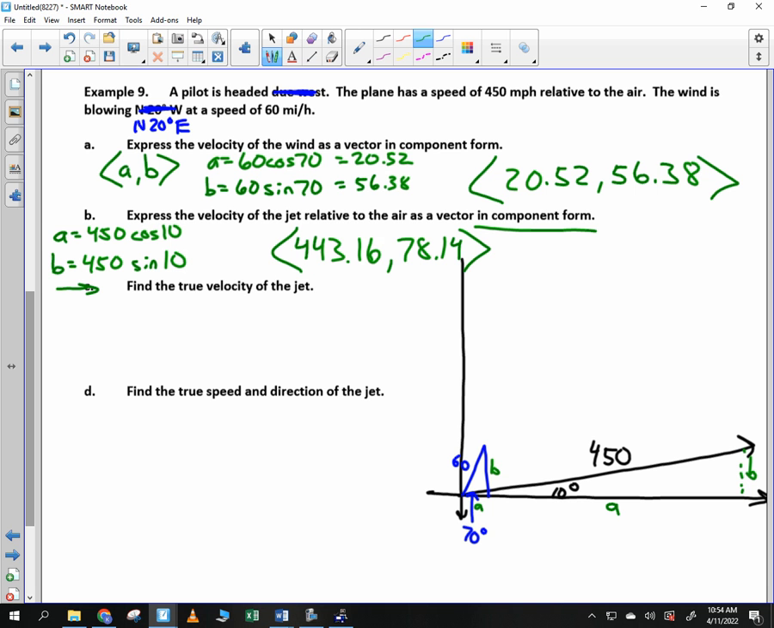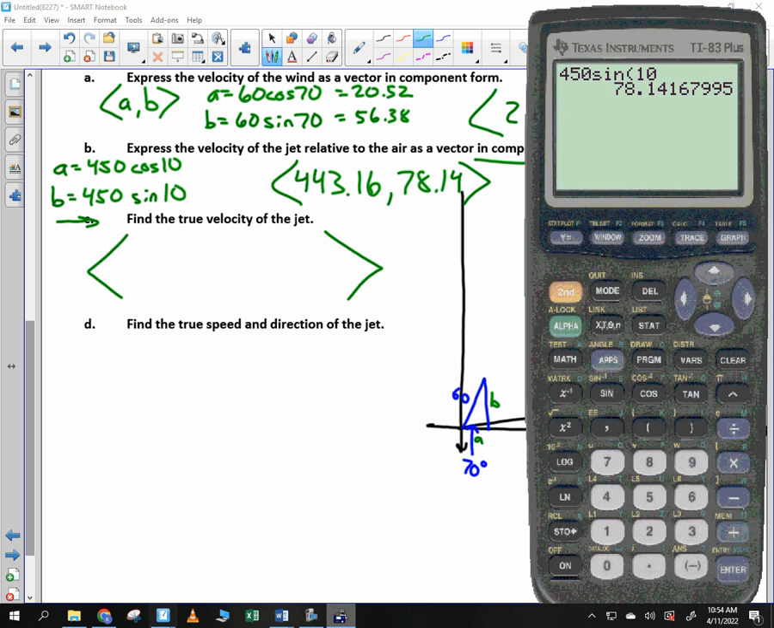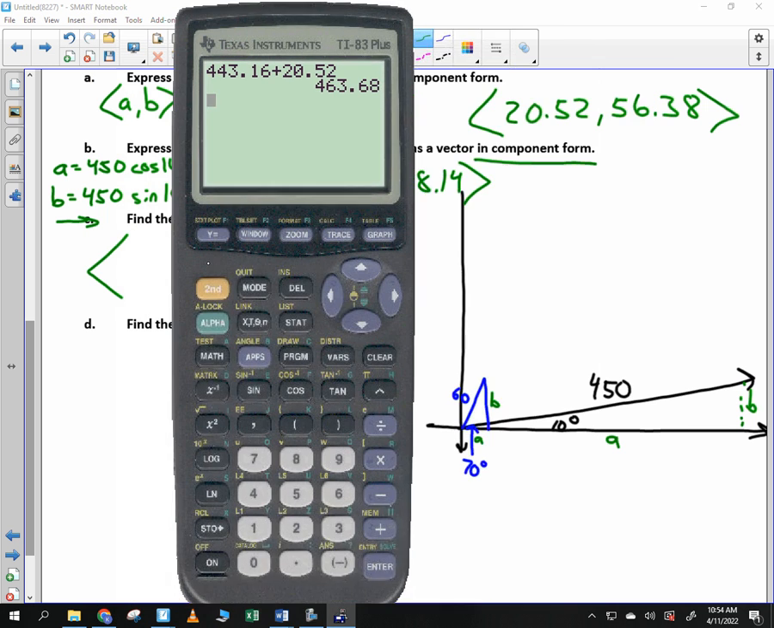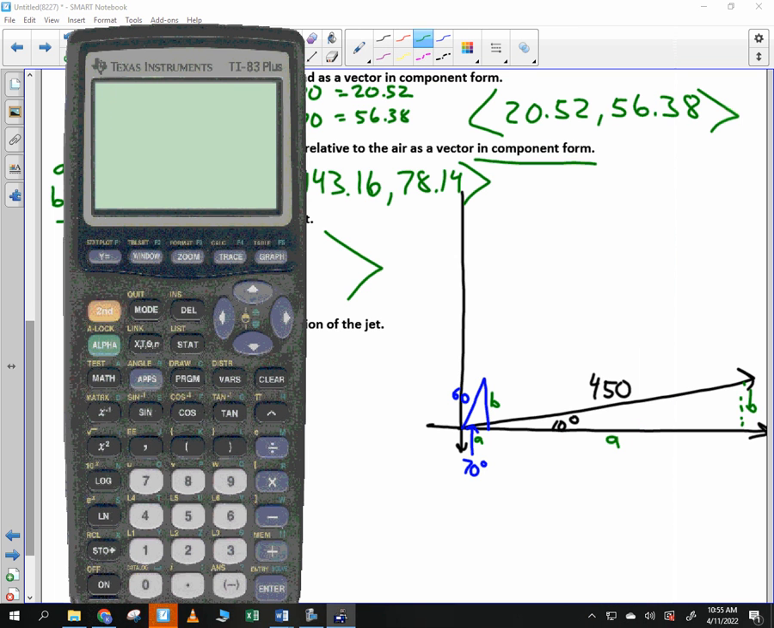So it says, find the true velocity of the jet. Velocity, all we do is we just add the two together. So we're going to add those two vectors together. And I have 443.16 plus 20.52. I get 463.68. And then I have 78.14 plus 56.38. And I get 134.52.